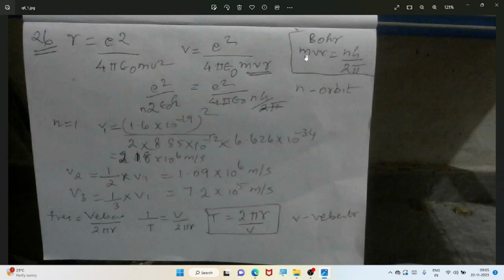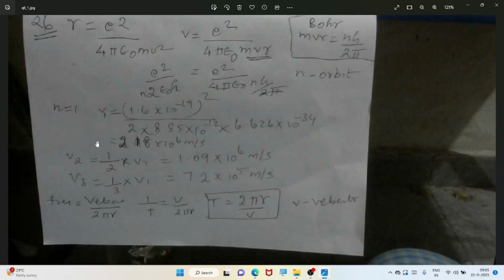Using Bohr's formula, that angular momentum mvr equals nh by 2 pi. For n equal to 1, this is the frequency. Okay, from that we are computing the frequency. For n equal to 2, sorry, this is the velocity of the orbit. The first orbit, this is second orbit, this is third orbit. We have to substitute the value of n here in this nh.